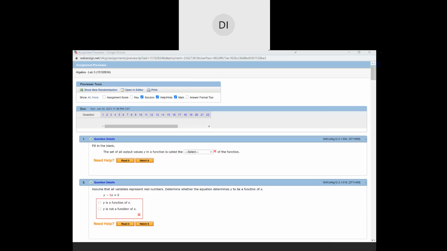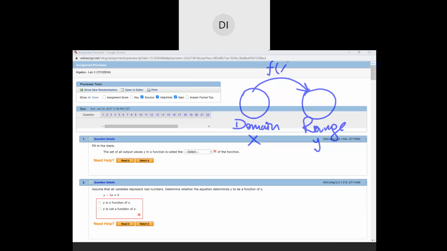So you have set A, which is called the domain. And you have another set, which is called the range of the function. The domain is represented with X, the range is represented with Y. And whatever you do from X to Y is called a function, and the notation is f of X. So f of X tells you you have a function, right?